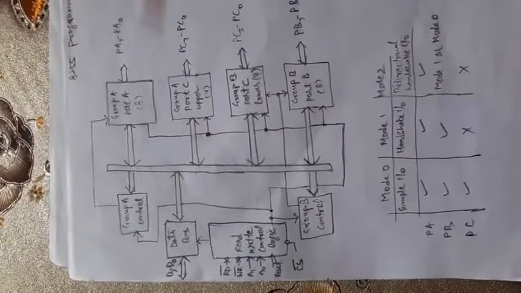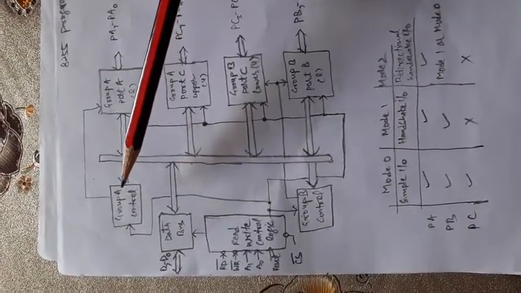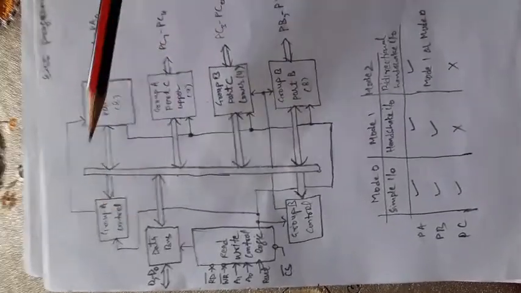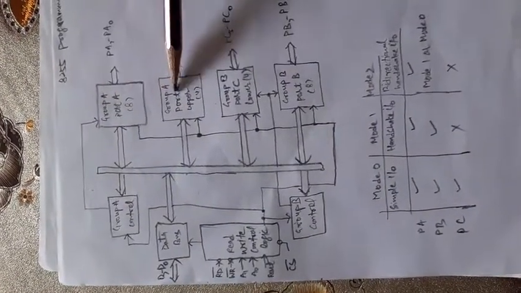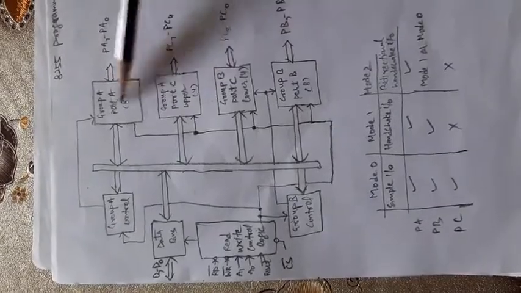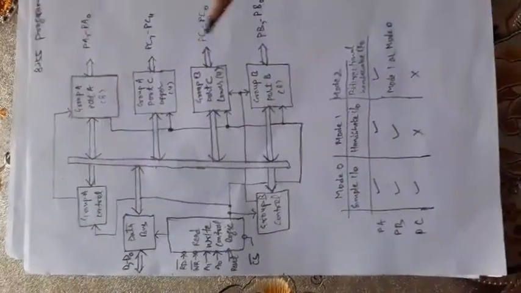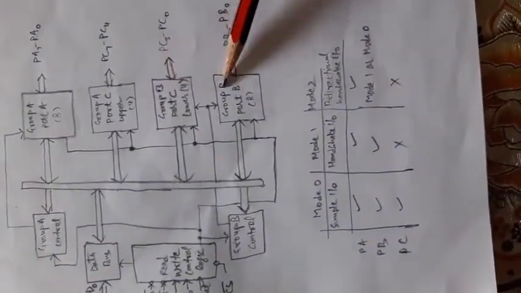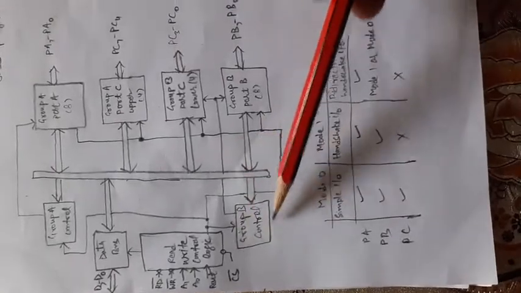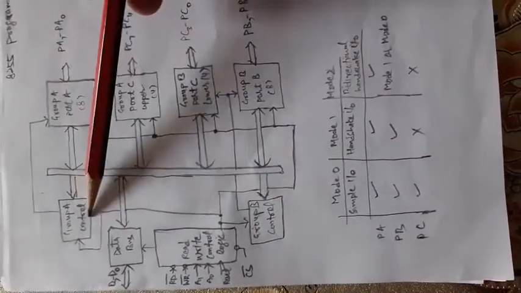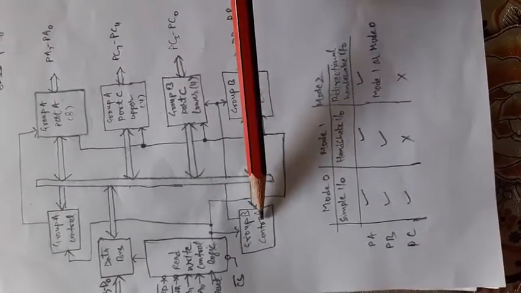Before that, see the architecture diagram. Apart from these ports, we have some control words. I have mentioned here group A and group B. For group A we have the group A control word, or we can say group A control register. For group B we have the group B control word. These two are controlled by this control word, and these two will be controlled by this control word.